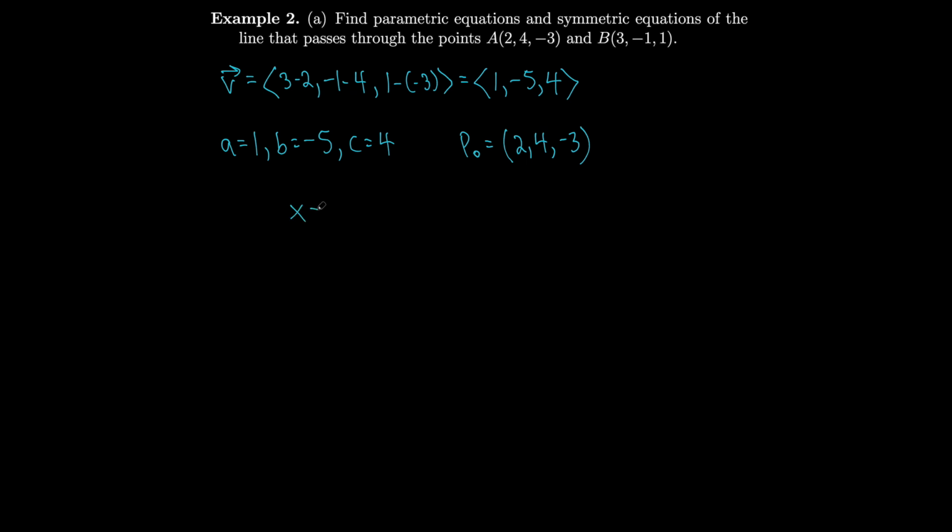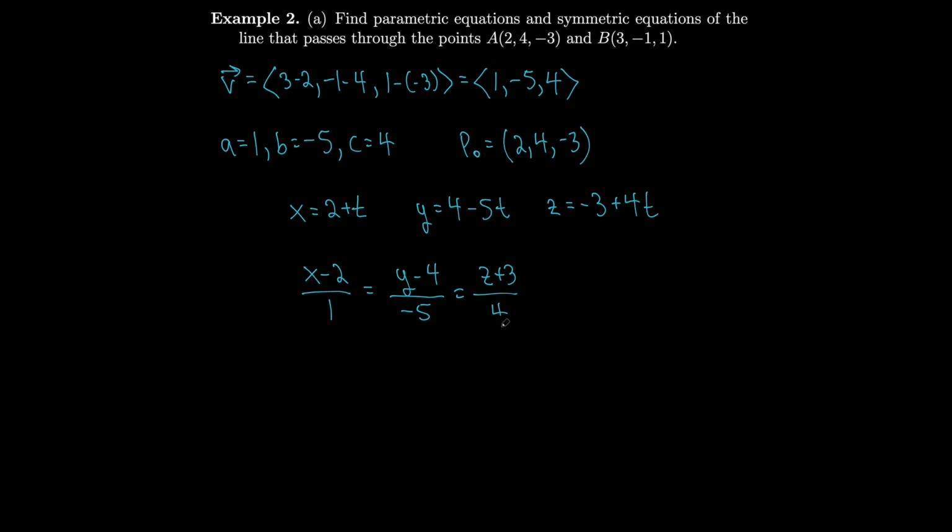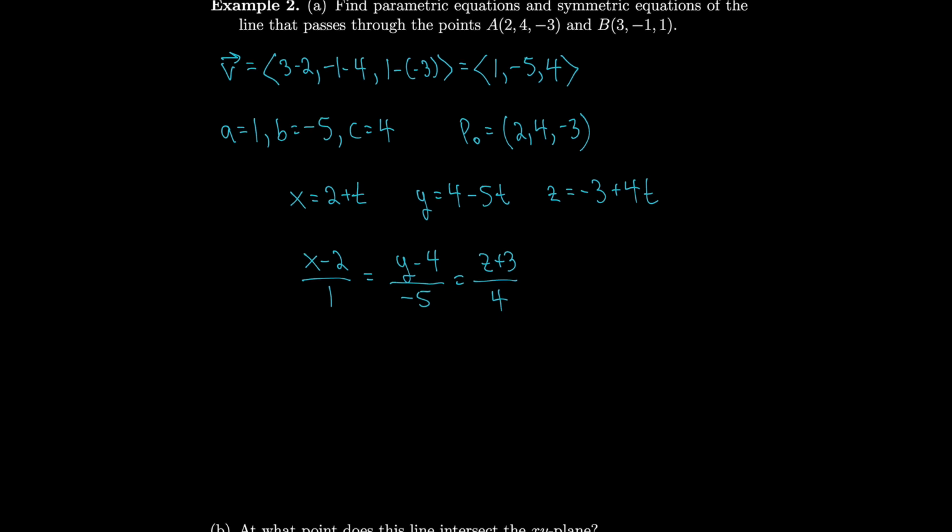So this means we'll have x equals 2 plus t, y equals 4 minus 5t, and z equals negative 3 plus 4t. So those are our parametric equations. If we want symmetric equations, we just solve for t. So that means it's (x minus 2) over 1 equals (y minus 4) over minus 5 equals (z plus 3) over 4. And those are our symmetric equations.